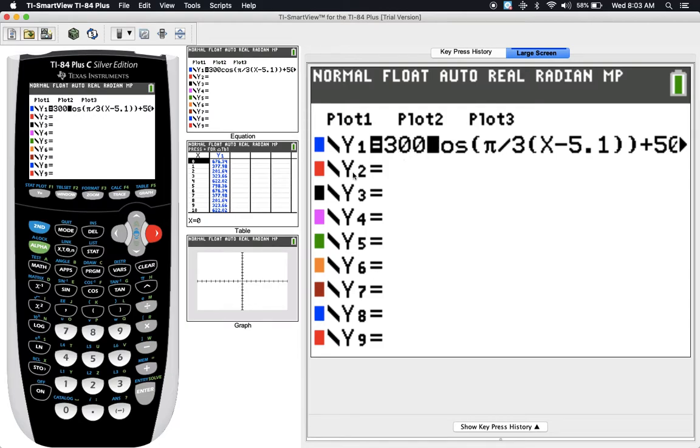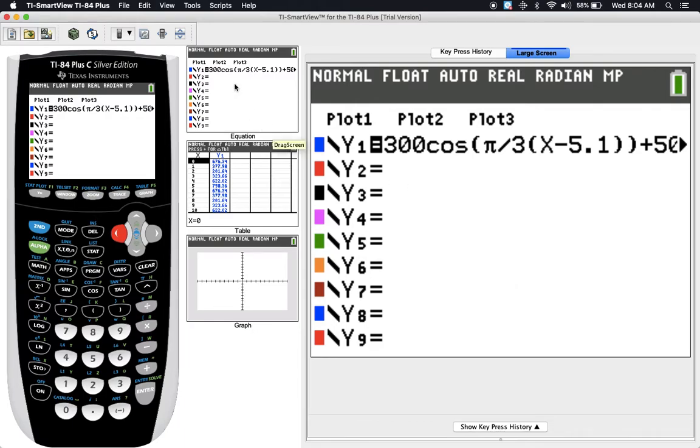300. I hit the cosine button, right? That's this cosine button here. Pi, just so that we're clear, you hit the second button right here, and then right there, that gets you to the blue thing, pi. I'm really careful about my parentheses. Here, we are talking about x.